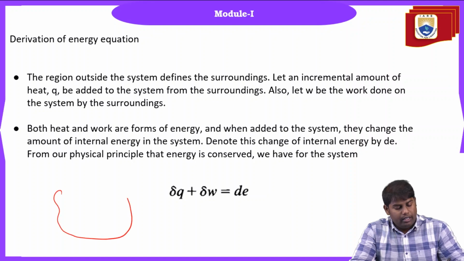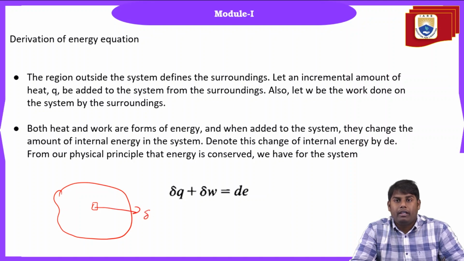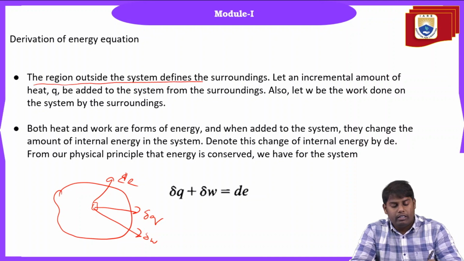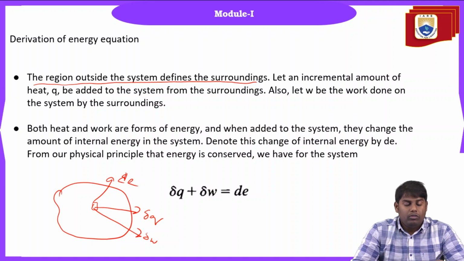Now let us consider a small particle or infinitesimal element in the system. Whatever heat is applied to this element is delta Q, and whatever work is done on this element is delta W. Whatever change comes in the entire system is dE. Here, the region outside the system defines its surroundings. Whatever boundary we have drawn is an enclosure to the system.